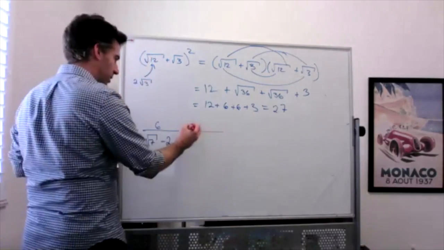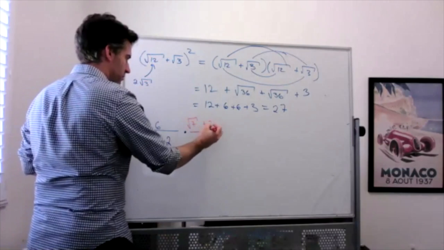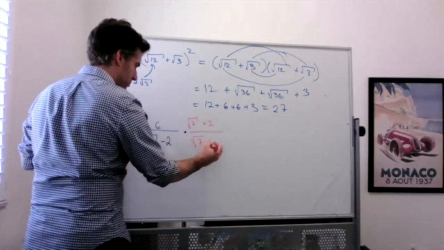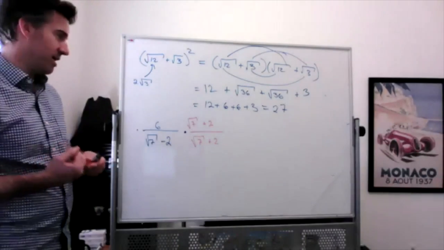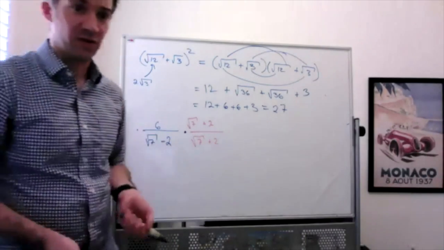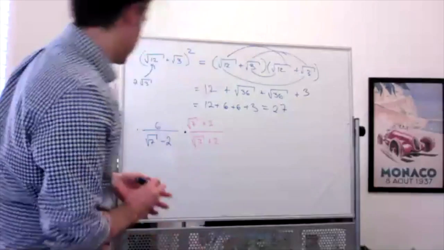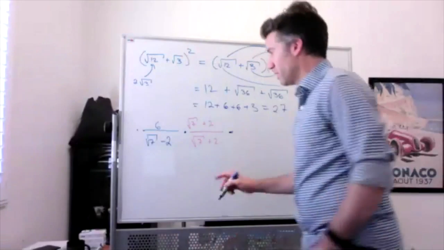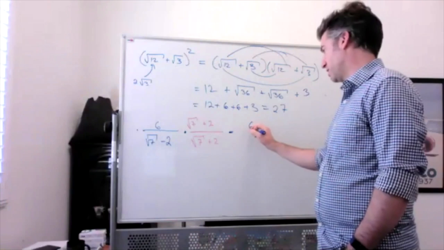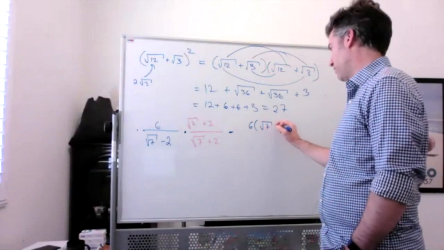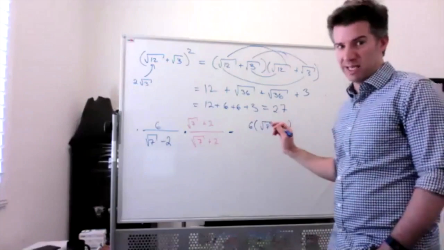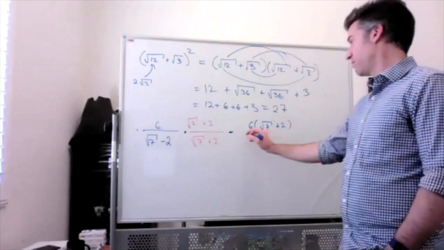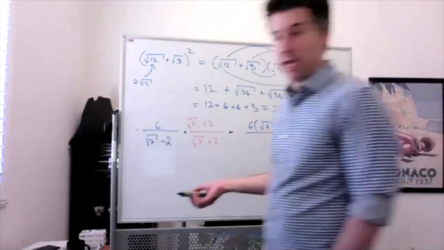We're going to multiply by 1. In this case, we're writing 1 as the square root of 7 plus 2 over the square root of 7 plus 2. On top, we just get 6 times the square root of 7 plus 2. And I might multiply that out, but I'm going to wait a second to see if I can cancel anything first. On the bottom, here's what we get.